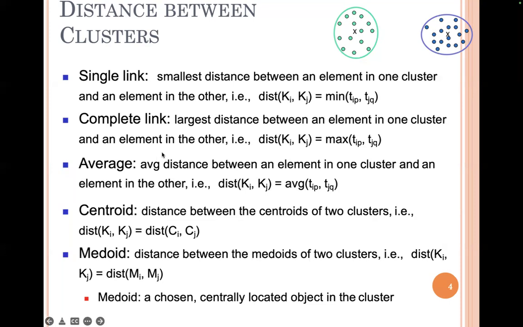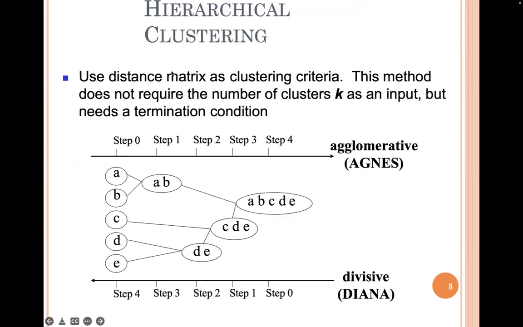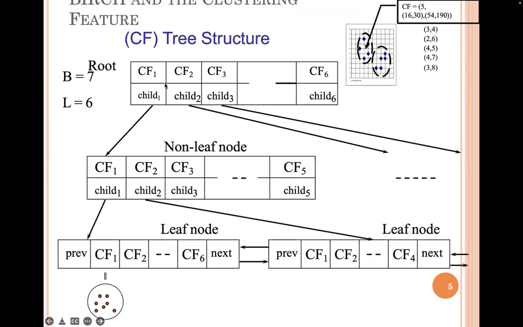Then average means the average distance between an element in one cluster and an element in the other. Then centroid, the distance between the centroids of two clusters. Medoid, the distance between the medoids of two clusters. Whatever you choose, centroid or medoid, this is the representative of that cluster. Medoid is the centrally located object chosen in the cluster. Now, this is clear.